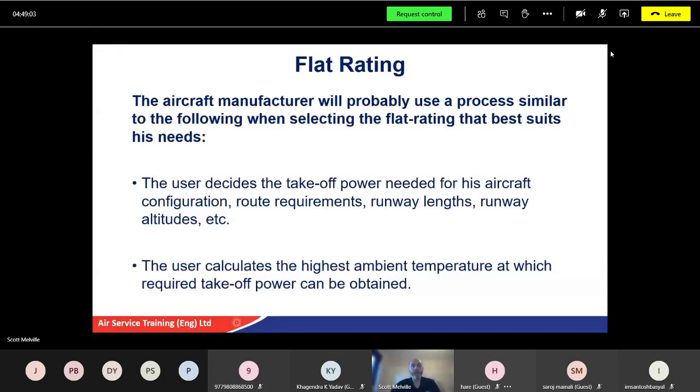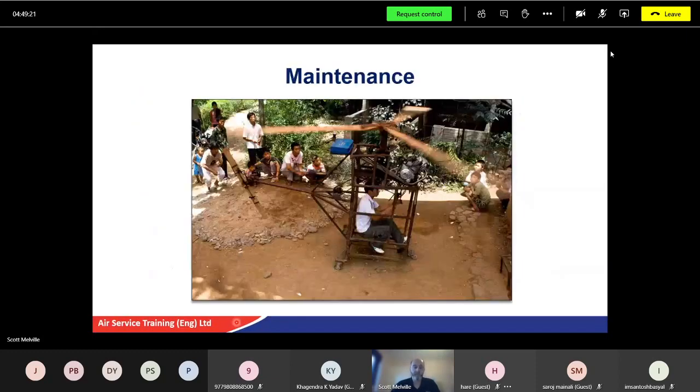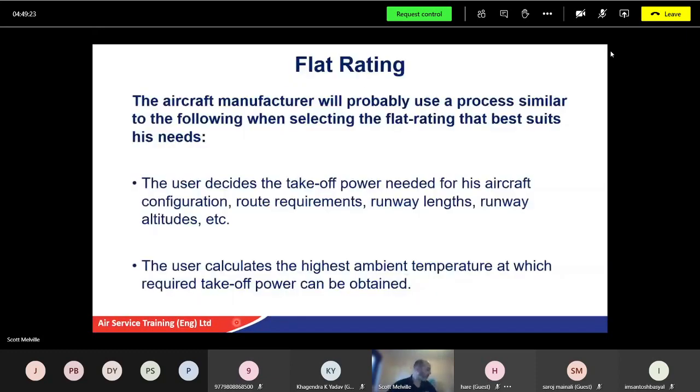So again, he might want to take off in the morning because it's cooler. If he leaves it too late in the afternoon, like in Nepal, where it's very cold in the morning but can get very hot in the afternoon, it might be too hot in the afternoon to take off for the size of aircraft and the cargo, the weight, the fuel, and that sort of thing. So that's what we call flat rating. Let's see, anything else in that one? No, that's pretty much it.